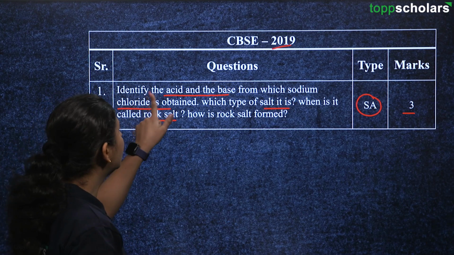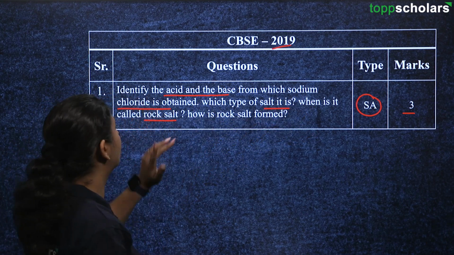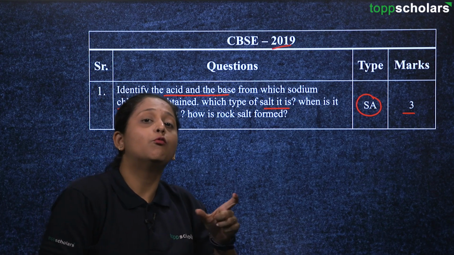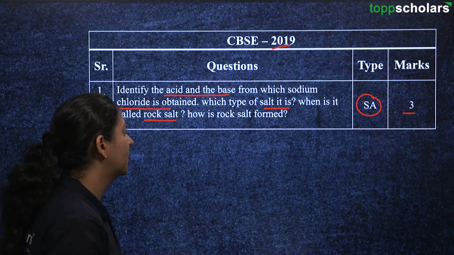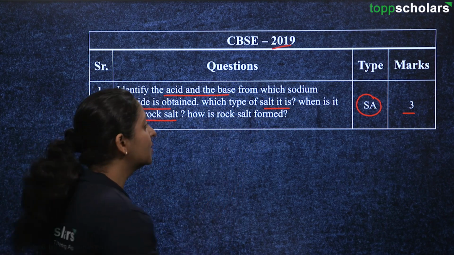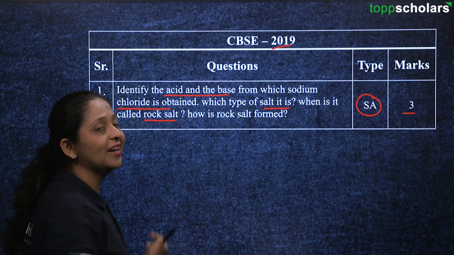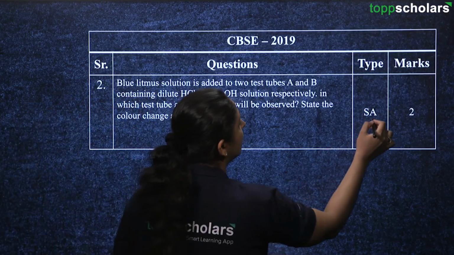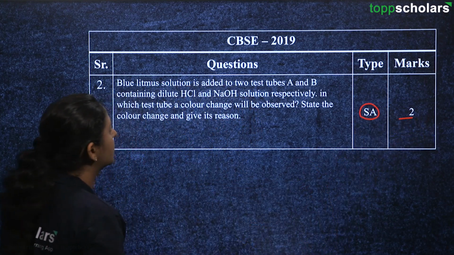So first, identify the acid and base from which sodium chloride is obtained. If you are making NaCl, that is sodium chloride, which acid and base will be used? Which type of salt is it? What is called rock salt and how is rock salt formed? The next is from the same year, again a short answer question for 2 marks.